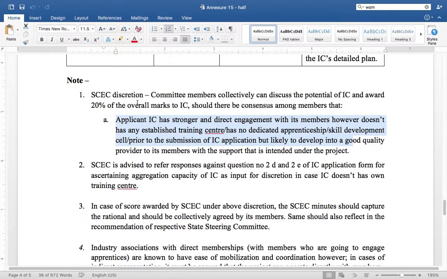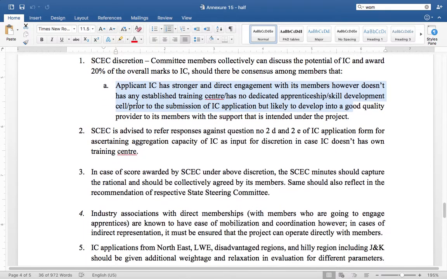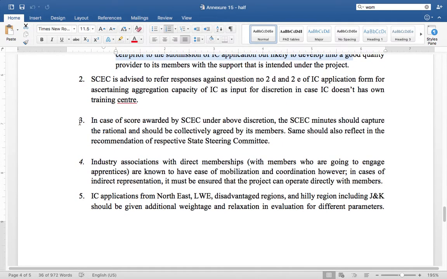So like that, there is flexibility provided for the SCEC to use its own discretion to award marks in cases where an industry cluster has an outstanding credential but lacks the training infrastructure, or has no training experience, or has no experience on apprenticeship prior to this project. So that's up to the SCEC members and the consensus. We have mentioned in question number 3 that in case such discretion is used, the SCEC minutes should capture it with the rationale for this discretion being applied.